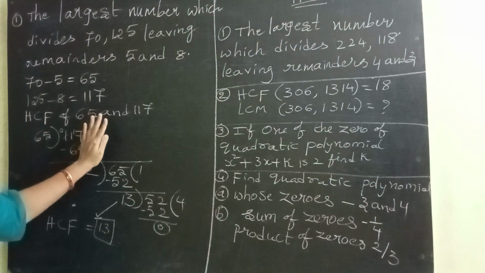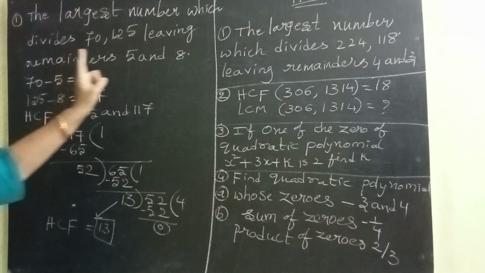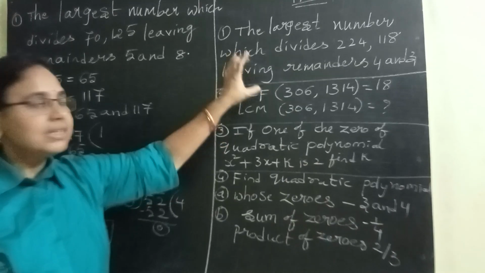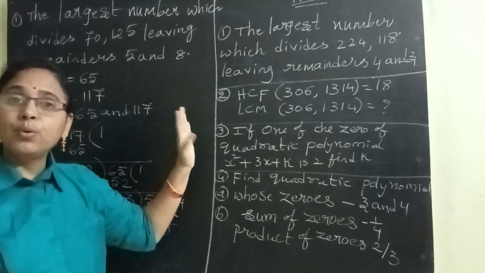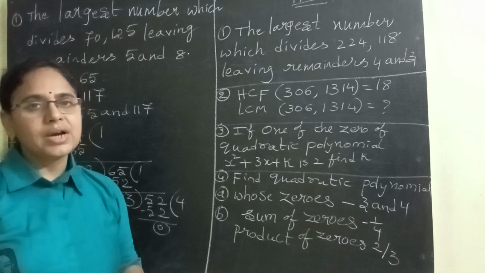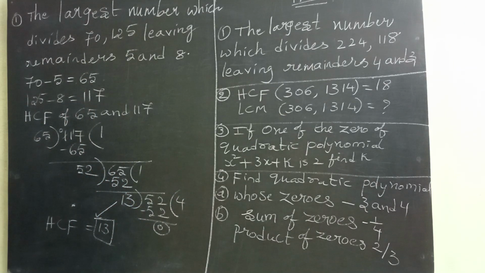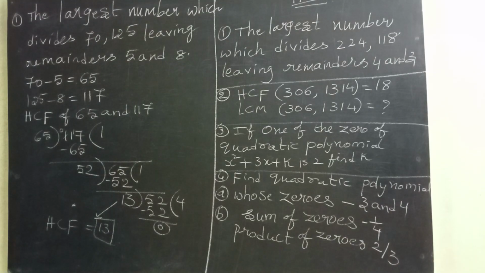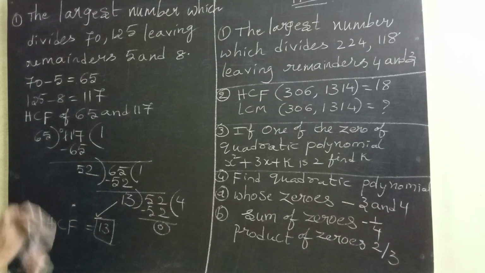I am explaining one sum, and related to that I am giving one more sum. This question and these questions are both given in the previous book. So both of these things you have to learn perfectly. Understand? Let's go to the next one.